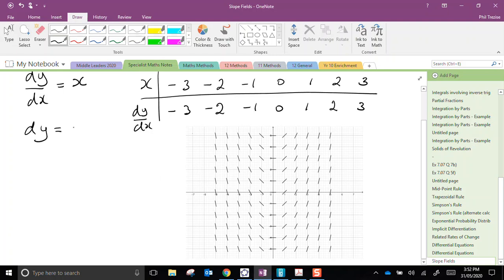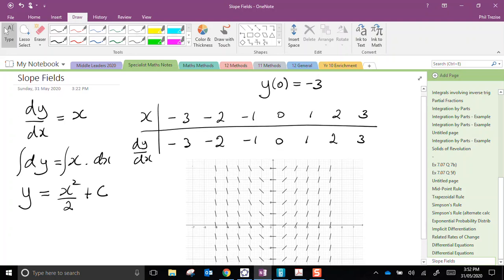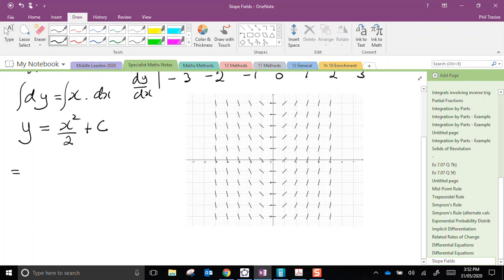If we had dy equals x dx, and then we integrated both sides, we would have y equals x squared over 2 plus c. So you could have any equation, there'd be a parabola. Now we did say that the initial conditions suggested that when x equaled 0, y equaled -3. So the particular solution in this case would be x squared over 2 minus 3. Let's see if we can sketch that.